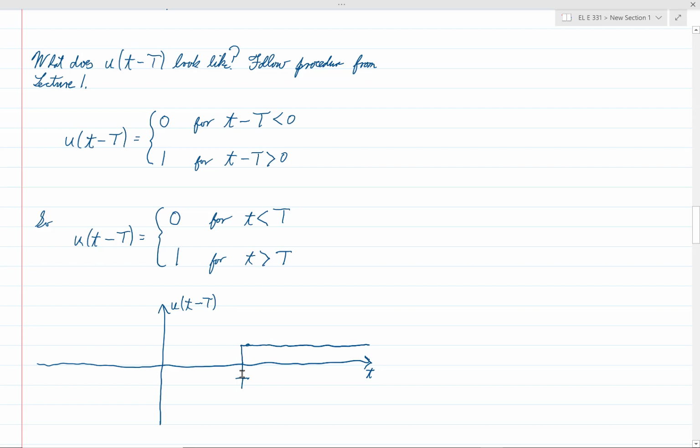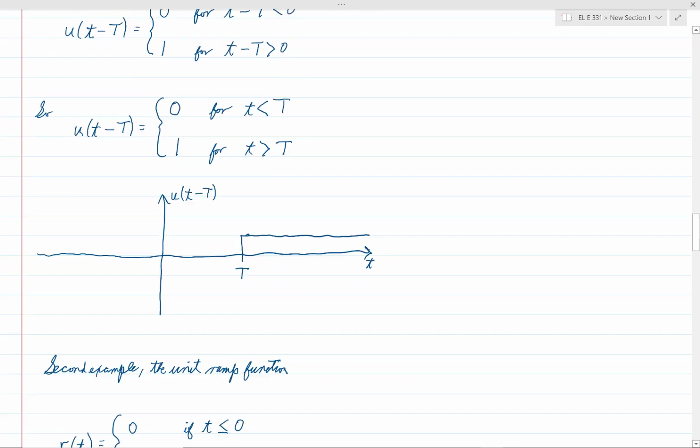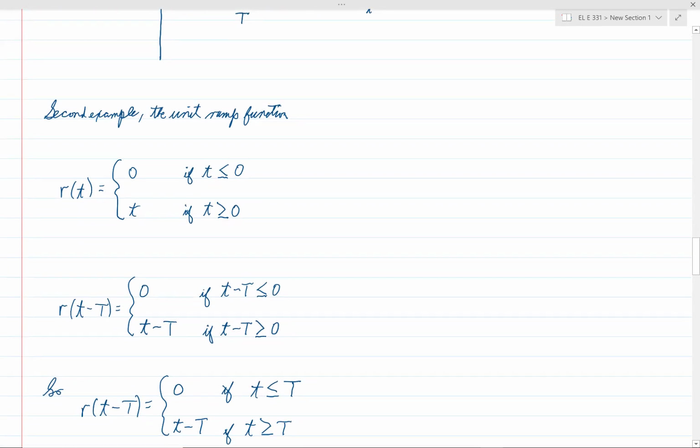And another aperiodic function that we consider is called the unit ramp function. And it is typically given the symbol r of t, and it's equal to 0 for t less than or equal to 0. But for t greater than or equal to 0, it's equal to t. So it ramps up.